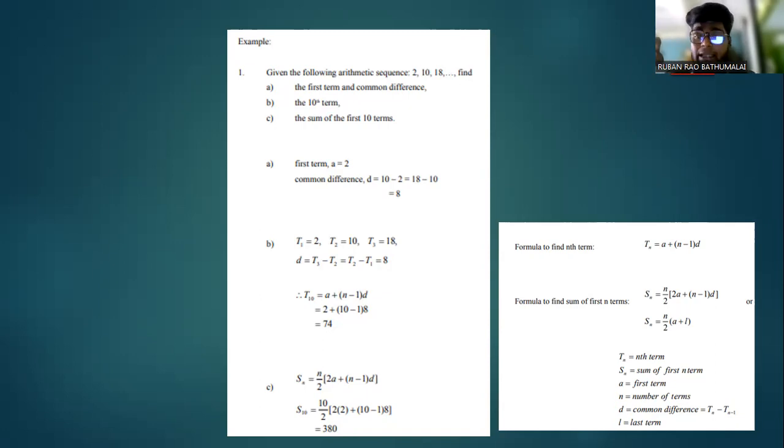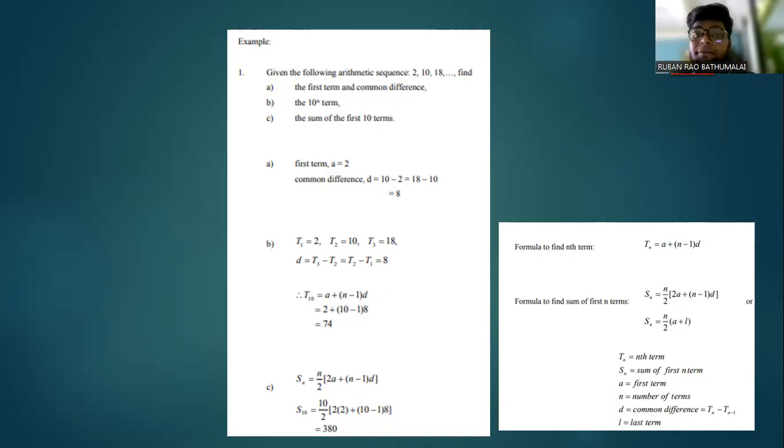Which means T small 10 equals A plus in bracket n minus 1 times D. We already have the D value, which is 8. So we just substitute: 2 plus in bracket 10 minus 1 times 8, which means you get 74. That's for B.